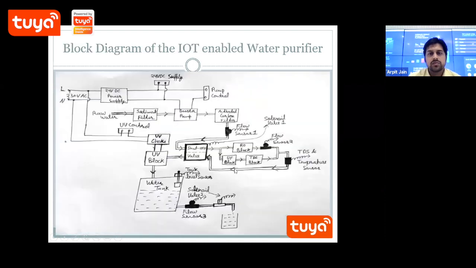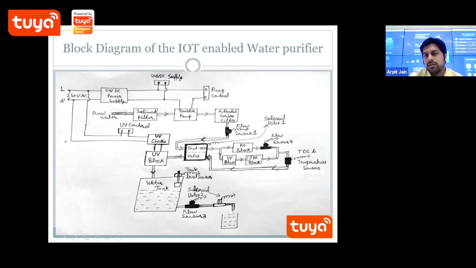Next. So basically, as I already showed the block diagram of a normal RO purifier, I just put some sensors and components in between to make it IoT enabled. So there is a sediment filter. In between there's a booster pump and activated carbon filter. I put the flow sensor to measure input water flow, and there is a solenoid valve to control it. Then this water is divided into two parts. One goes to the RO membrane block, and the other goes to the UF block.